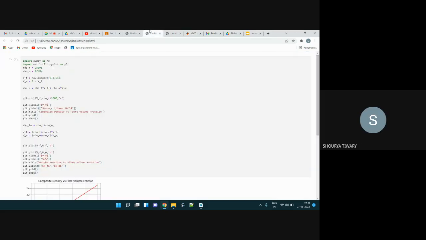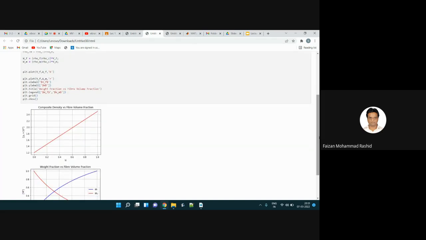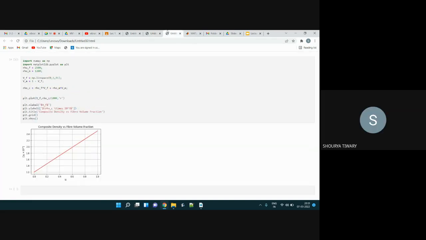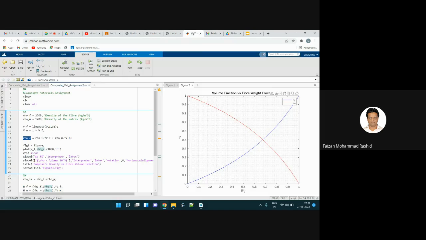Actually, sir, see what happened in the second problem. This is the Python code. This is the graph for the second problem, which I am getting, and this is the plot for the third problem. This is in Python actually. I converted the MATLAB code to Python. So that is the same, only two problems are there. Okay, it's okay, no problem.